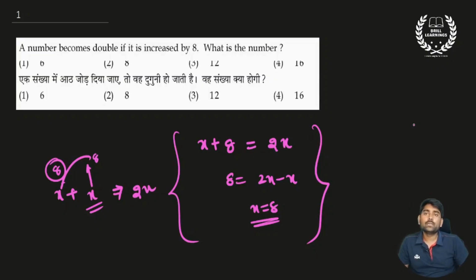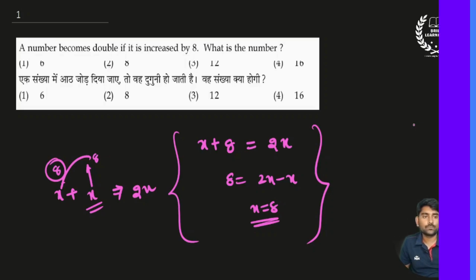If it is increased thrice, 4 times like that, then it is better to make the equation and solve it. But if it is doubled, then straight away you can take the increased amount given in the question itself as our answer. Let's move on to the next question.